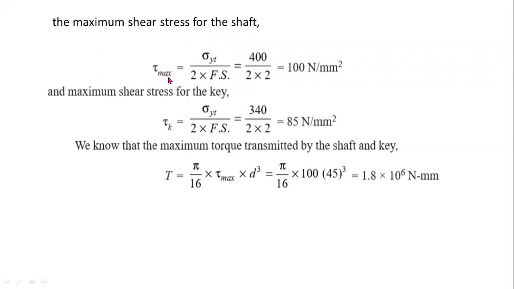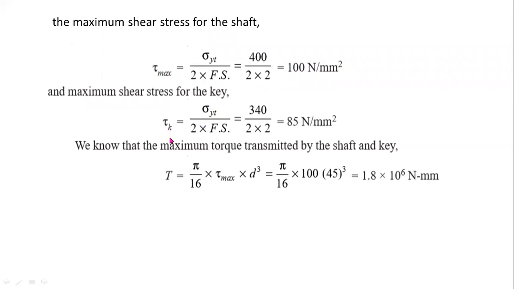tau max, the maximum shear stress induced in the shaft material, equals sigma yt by 2 into FS. Sigma yt is the yield stress for the shaft material, equal to 400 megapascal divided by 2 into 2. FS is the factor of safety for the shaft material. So the maximum shear stress induced in the shaft material, tau max, equals 100 megapascal, and the maximum shear stress induced in the key material equals tau k.